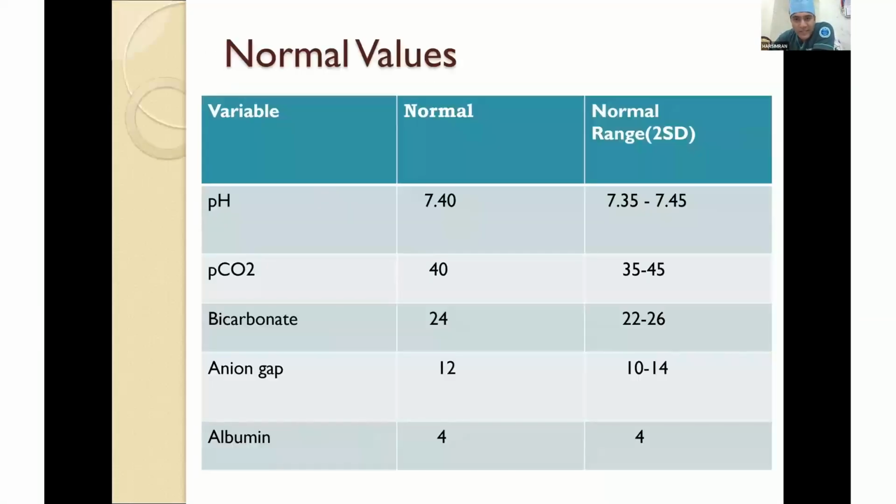So the normal values we have seen: pH 7.35 to 7.45, normal is 7.40, PCO2 35 to 45, bicarbonate 22 to 26, anion gap, as I told you, 12 plus or minus 2, and albumin is 4. All these values are very, very important when you are interpreting an ABG, whether it is respiratory acidosis or metabolic acidosis. The normal values you must know.